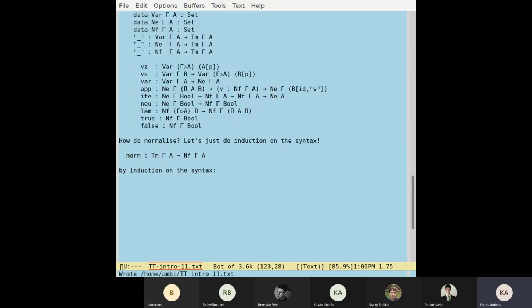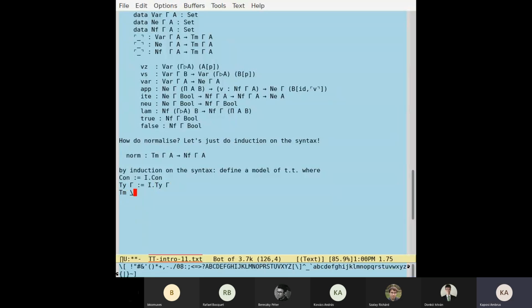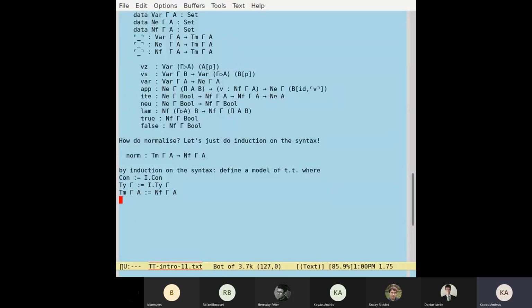That would mean that to define a model of type theory where contexts are just syntactic contexts, types are just syntactic types, and terms in this model should be normal forms. Can't we do this? And then if we define all the rest of the model, as we did before at the previous meta theory seminars, where we said this is how you start defining the model, and you can finish it yourself. If I said that you can just finish this, it would be a lie.